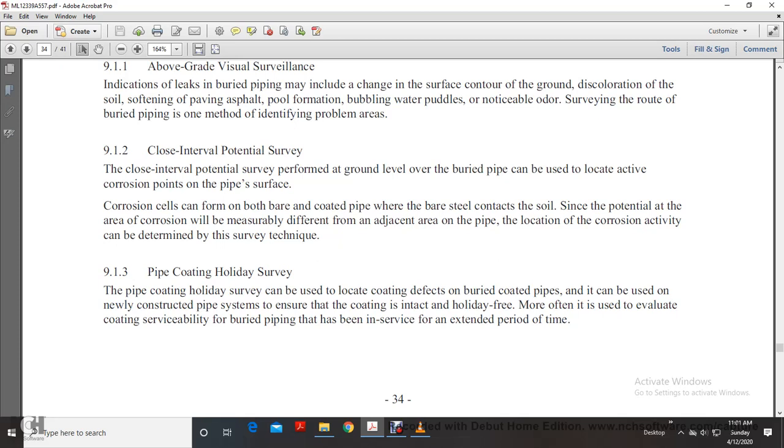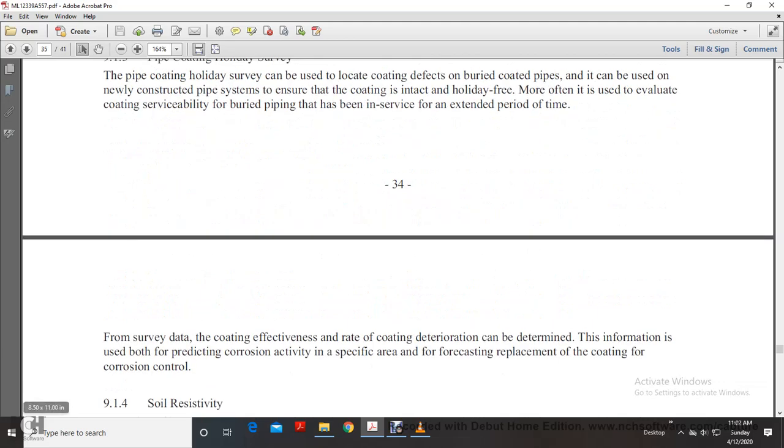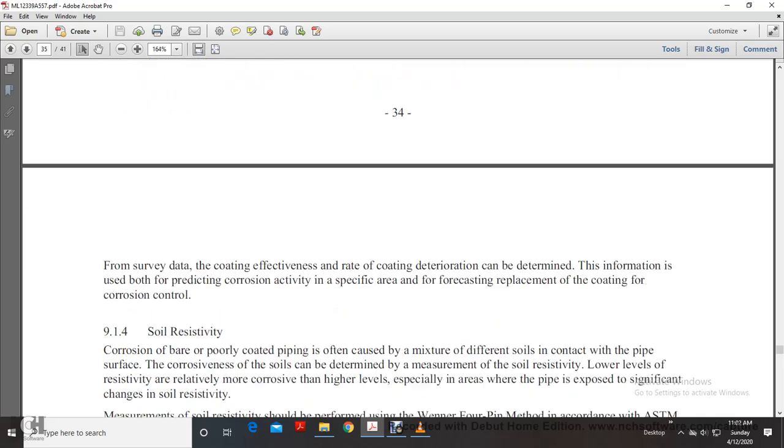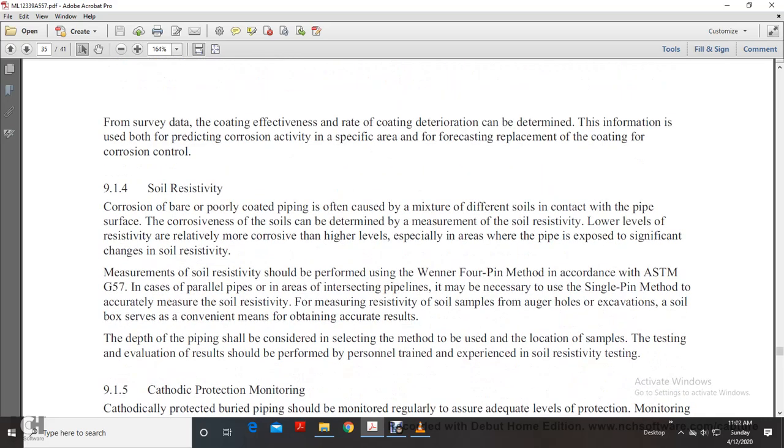All right, 9.1.3, pipe coating holiday survey. A pipe coating holiday survey can be used to locate coating defects on buried coated pipes. It can be used on newly constructed pipe systems to ensure the coating is intact and holiday free. More often, it is used to evaluate the coating serviceability of buried piping that has been in service for an extended period of time. From survey data, the coating effectiveness and rate of coating deterioration can be determined. The information can be used both for predicting corrosive activity in specific areas and for forecasting replacement of the coating or corrosion control.